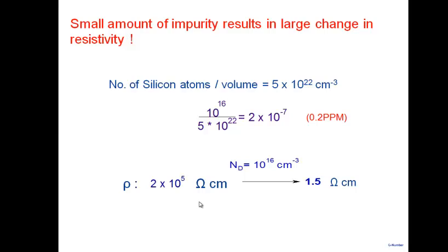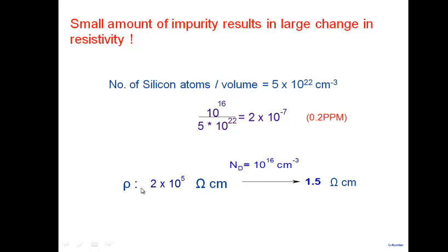So the point here that one is trying to emphasize is that very, very small amounts of impurity can have drastic changes in the conductivity of a semiconductor here. For example, when I said I've added 10 to the power 16 electrons, now realize that the number of silicon atoms is around 5 times 10 to the power 22 per centimeter cube. So if you look at the ratio of the number of impurities that you've added, 10 to the power 16, versus the total number of silicon atoms per unit volume, you find that the impurities that you've added are in very, very small quantities here.